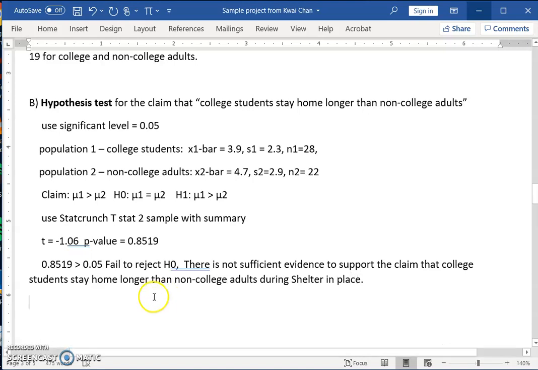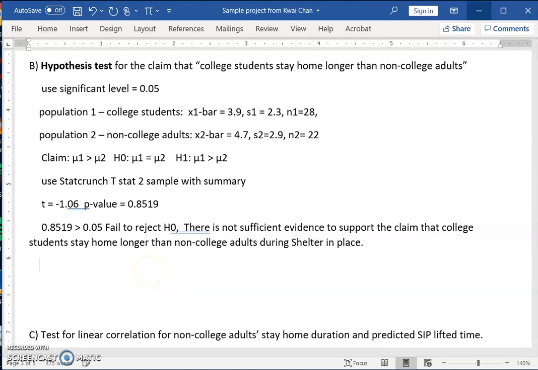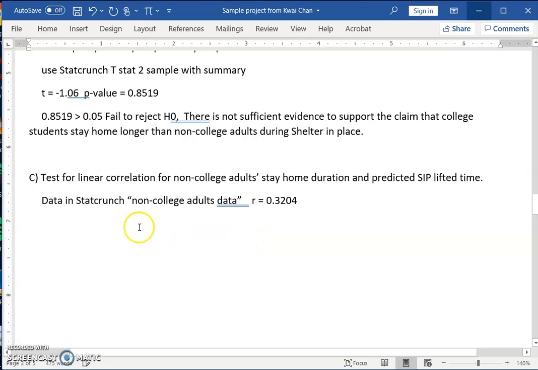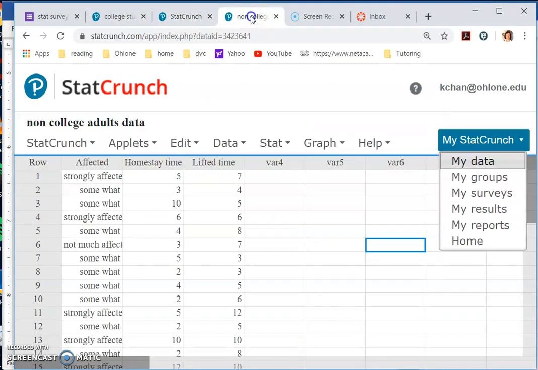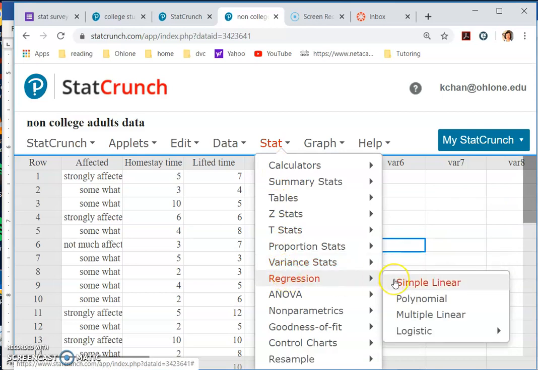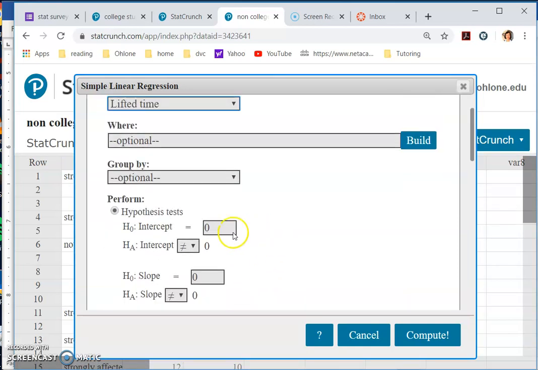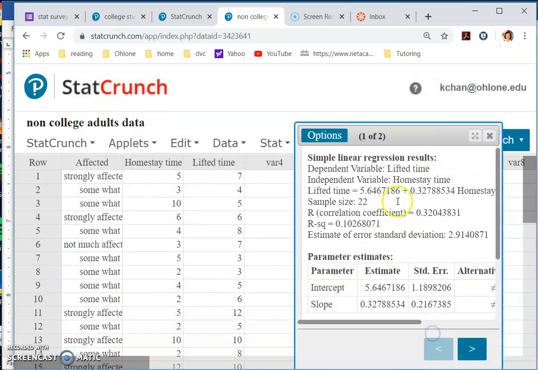Okay, so this claim was not supported. The third one is to test for linear correlations. In the non-college adults stay-home data, we want to look at whether stay-home duration and predicted shelter-in-place lifted time are linearly related, because in our scatter plot, it seems to have a higher R compared to the other one. So I'll go back to my StatCrunch data, and I want to look at the non-college student data sets. To study correlation, we use Stat, Regression, Simple Linear. And then we would do stay home time and lifted time. And keep these the same, keep these default.